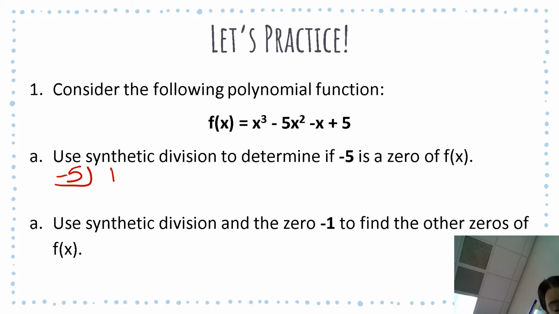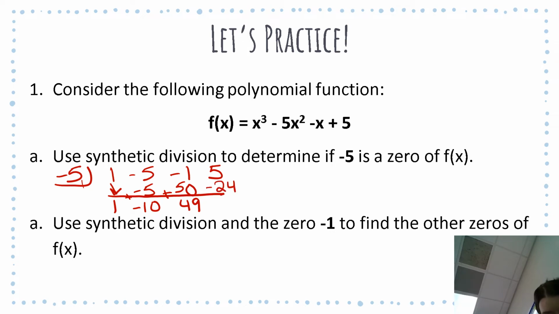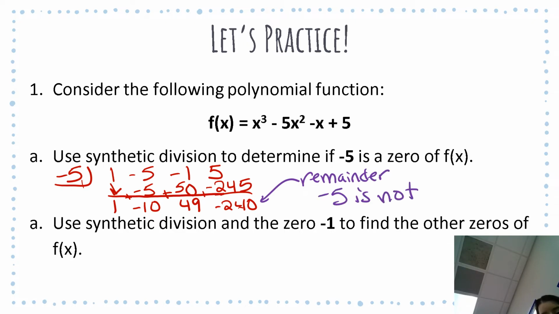All right, so I'm going to do 1, -5, -1, +5. So bring down your 1. 1 times -5 is -5. Add, we get -10. -10 times -5 is +50. Add, we get 49. 49 times -5 is -245. Add, we get -240. So I have a remainder. Does that mean that -5 is or isn't a 0? It's not. So there is a remainder, which means -5 is not a 0.